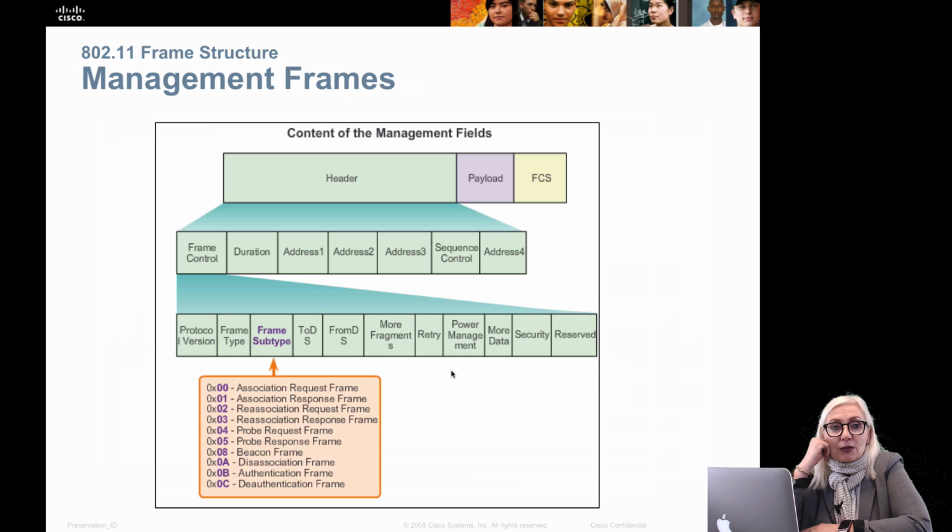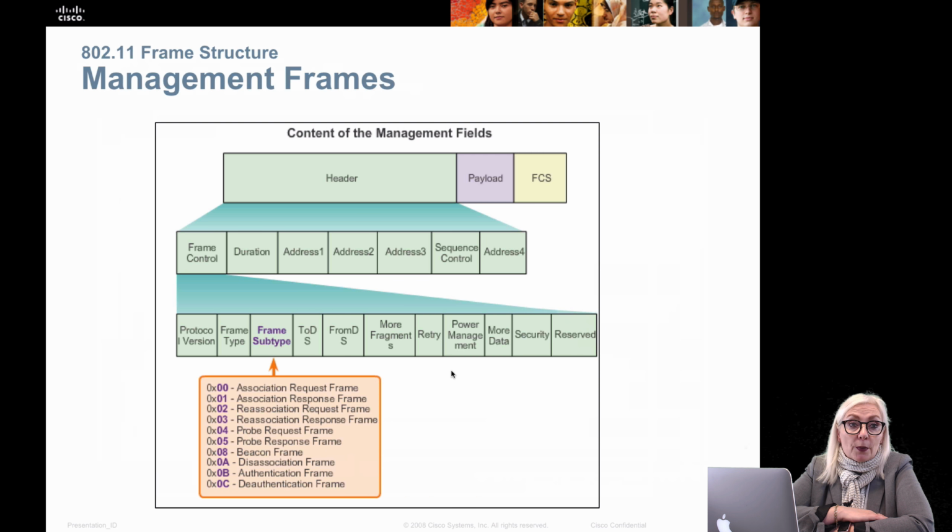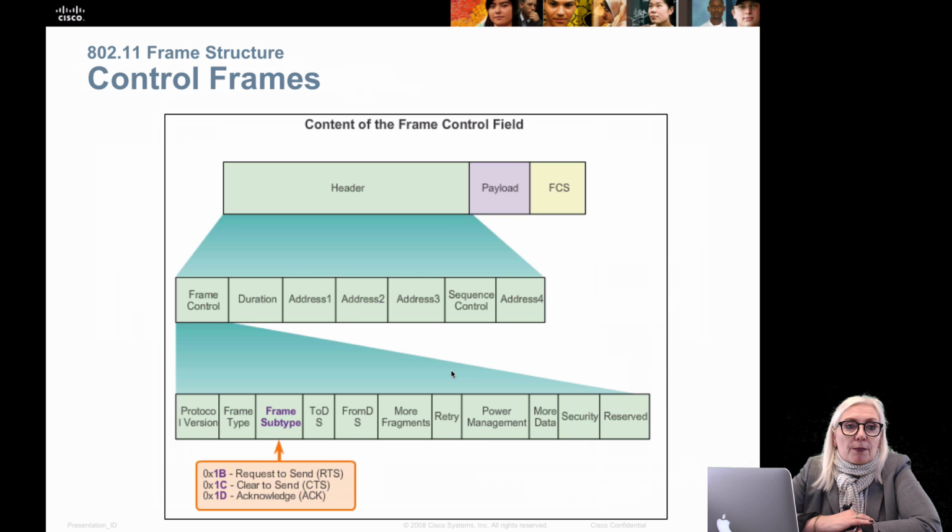For instance, the frame subtype tells whether this is an association request or response, or a reassociation request or response, a probe request or response, a beacon frame, a disassociation, authentication, or de-authentication frame. So we can see what kind of a frame this is, and we will see a little bit more about the different purposes. The frame subtype is also whether this is a request to send, clear to send, or an acknowledgement.